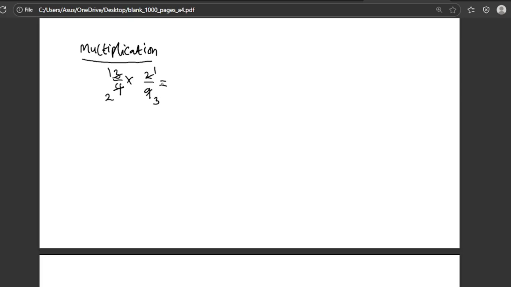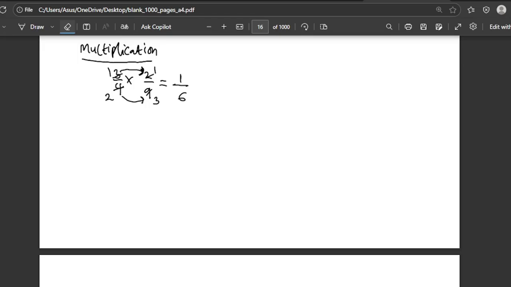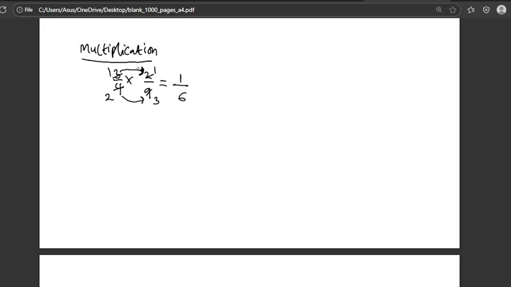Then the next thing, multiply numerator by numerator, then multiply denominator by denominator. Numbers up together, numbers down together. So 1 times 1, 1 over 2 times 2. That is how to multiply fractions. And in the event where there are no common factors, you just multiply directly.